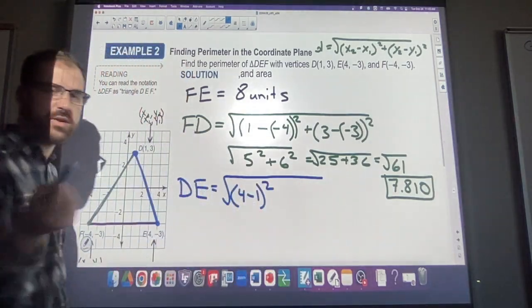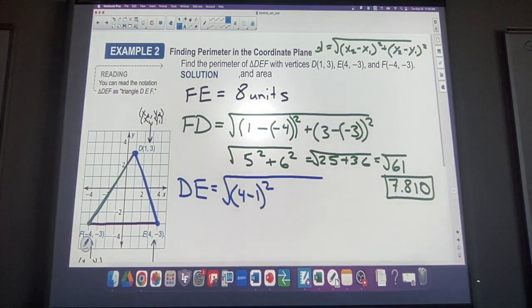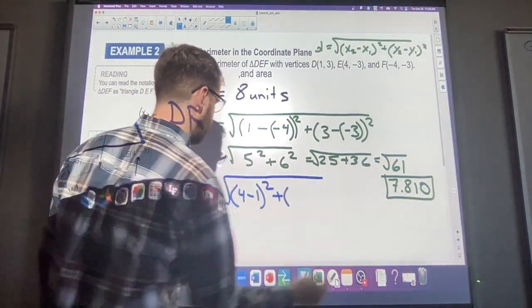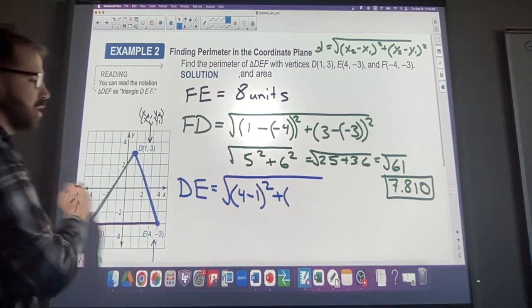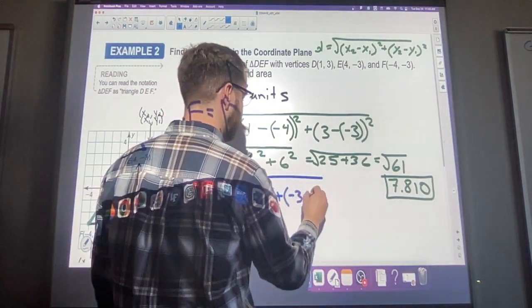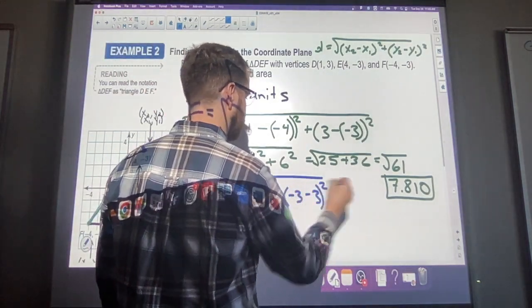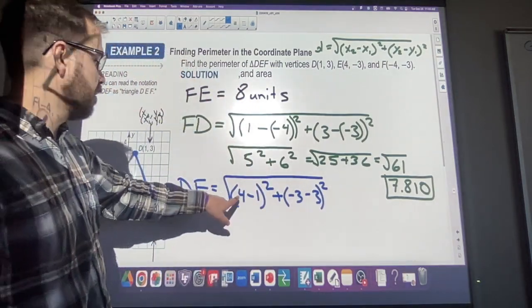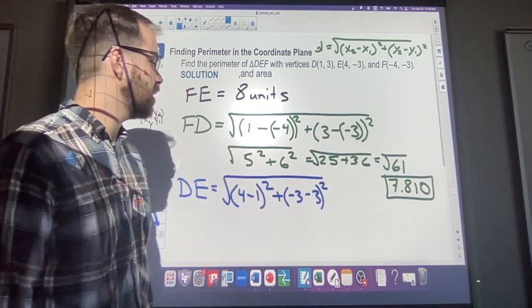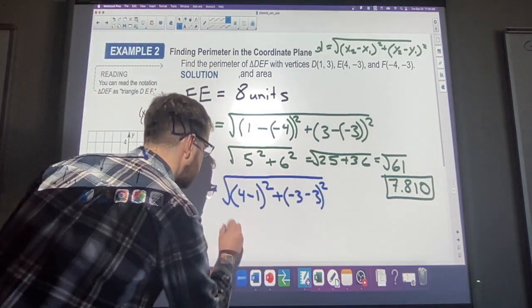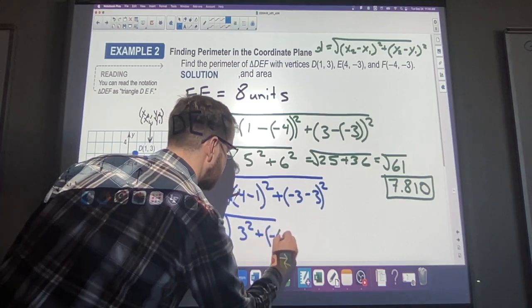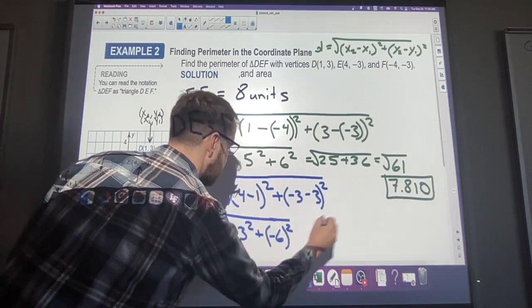Actually, why don't you pause the video here and try to do this one on your own. You should be able to do distance formula at this point. Plus negative 3 minus 3. All right, 4 minus 1 is 3. 3 minus negative 3 is negative 6. So it should be the square root of 3 squared plus negative 6 squared.